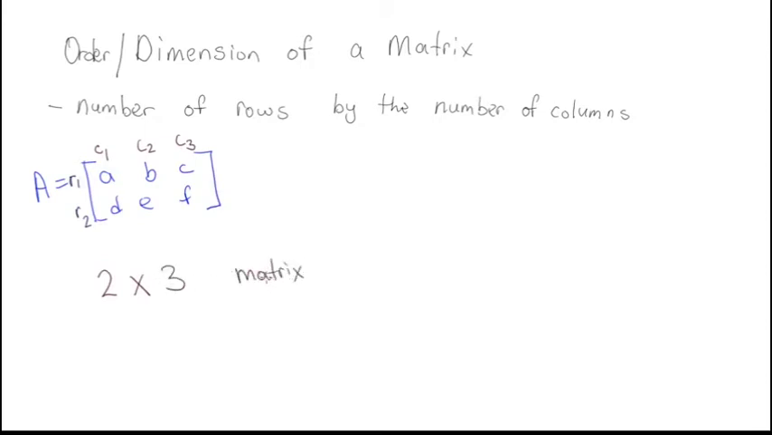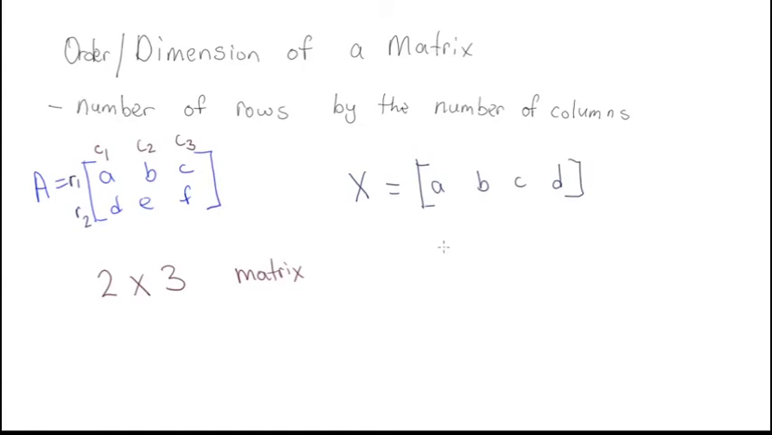And we say that the order or the dimension of a matrix is given by the number of rows times the number of columns. Let's do another example. So we have a matrix X and it has elements A, B, C, and D. Now, what would be the order of this matrix?